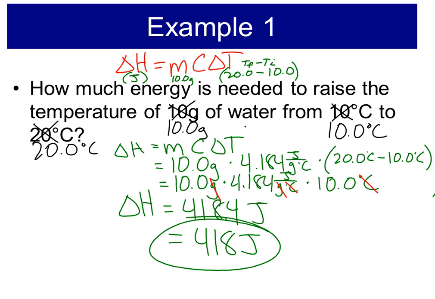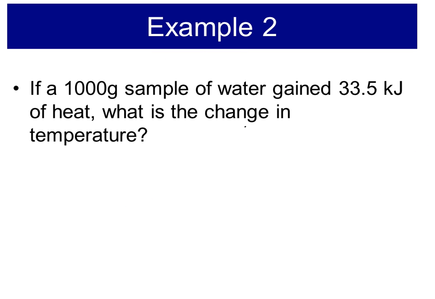Okay? So, let's take a look at the next one. I have an exactly 1,000 gram sample of water that gained 33.5 kilojoules of heat. What is the change in temperature? So now even though I don't have a change in temperature listed, I'm solving for change in temperature, which means I'm going to use delta H equals MC delta T.